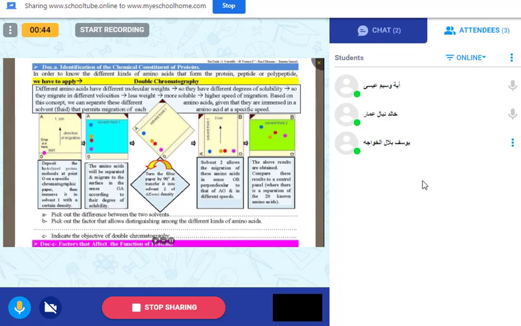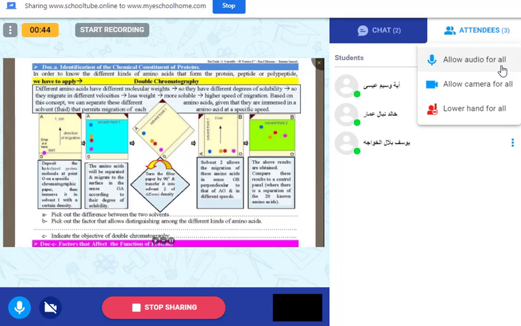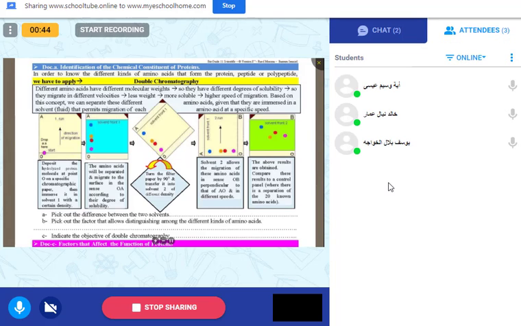Now, if I give you a protein and I want to know what types of amino acids inside it make this protein, the process that I will do is called chromatography.